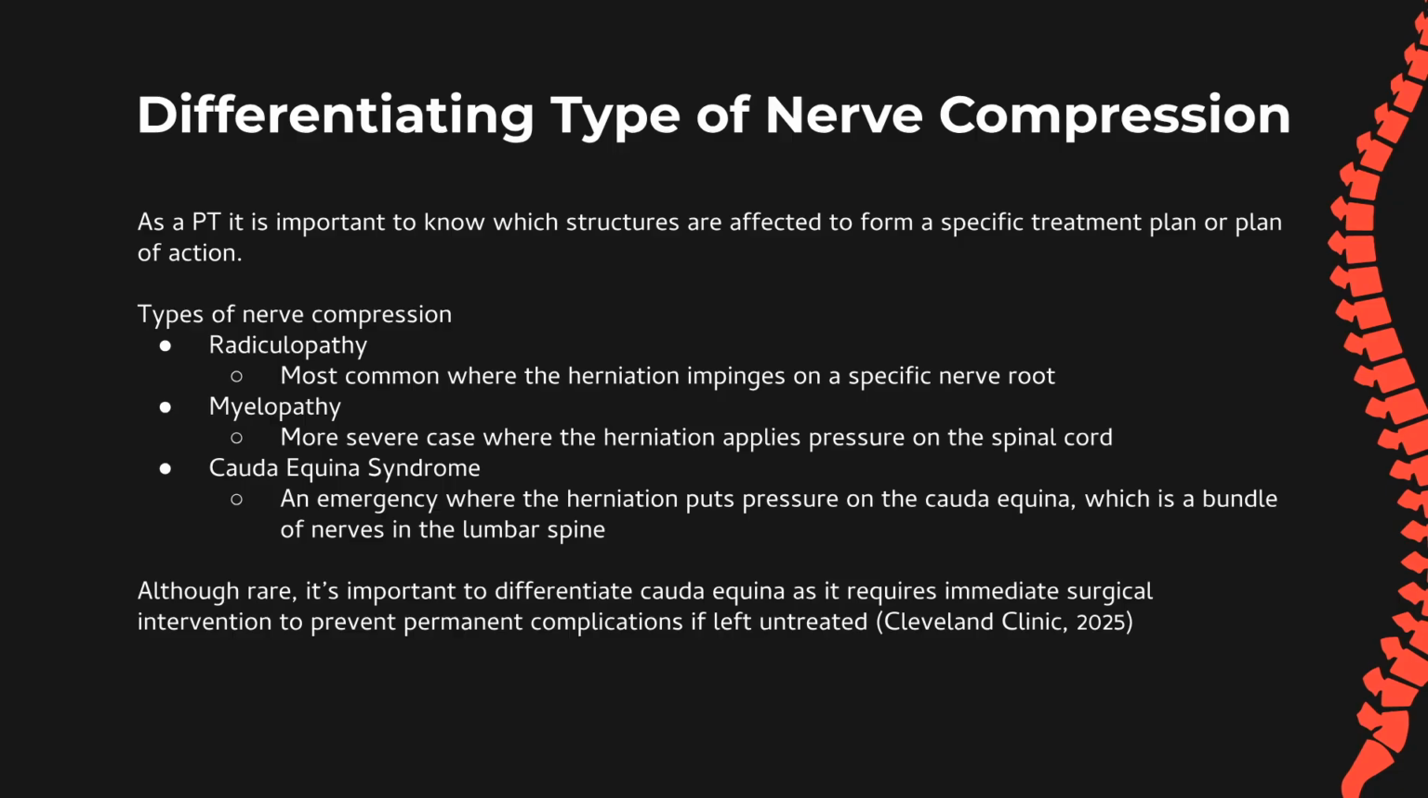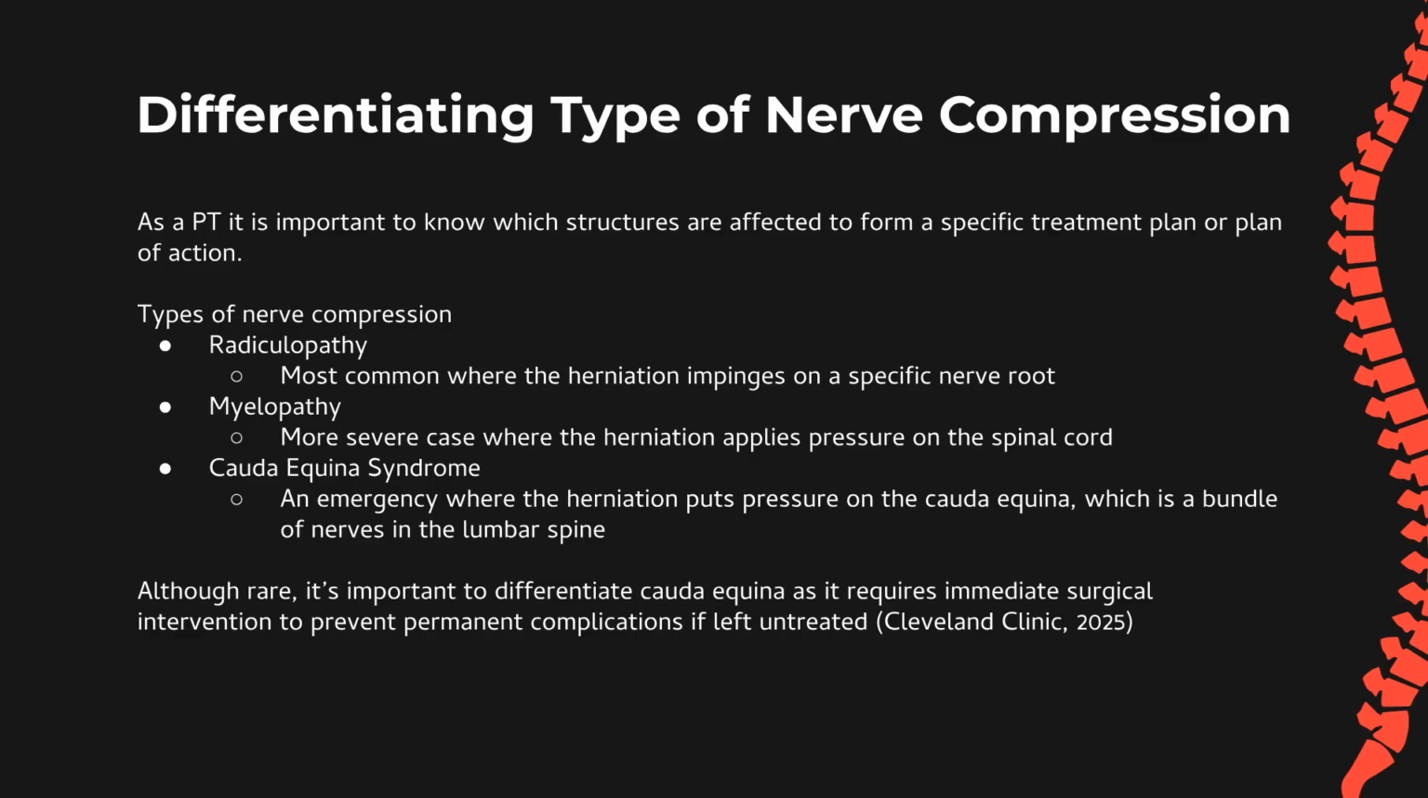Differentiating type of nerve compression. Here I wanted to talk about how disc herniations can have different types of compression on the nerve. We have radiculopathy, myelopathy, and cauda equina syndrome. It's important to know what structures are affected from the disc herniation to rule out emergencies and ones that can be treated. There are different treatment plans for each case of nerve compression.